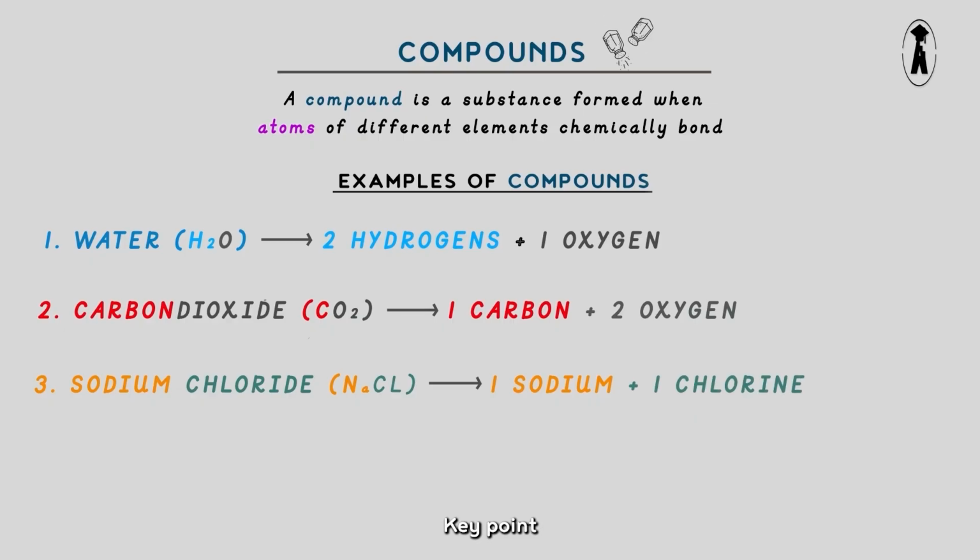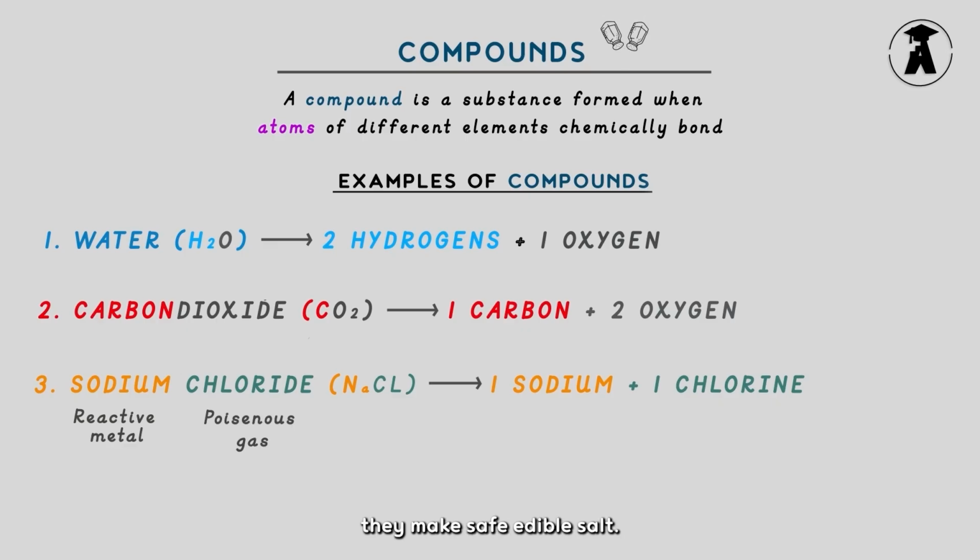Key point: compounds have properties different from the elements they're made of. For example, sodium is a reactive metal. Chlorine is a poisonous gas, but together they make safe, edible salt.